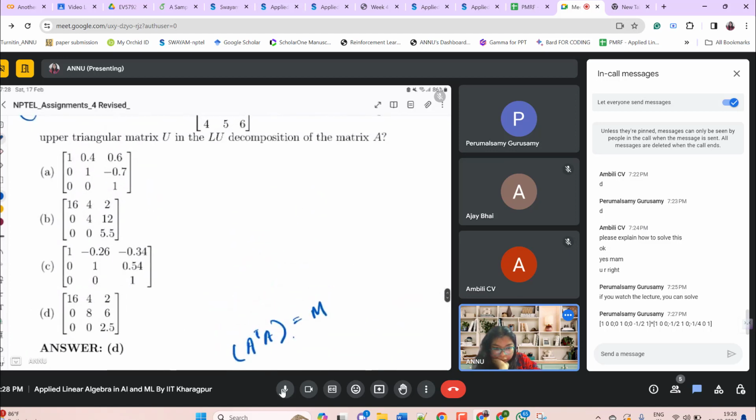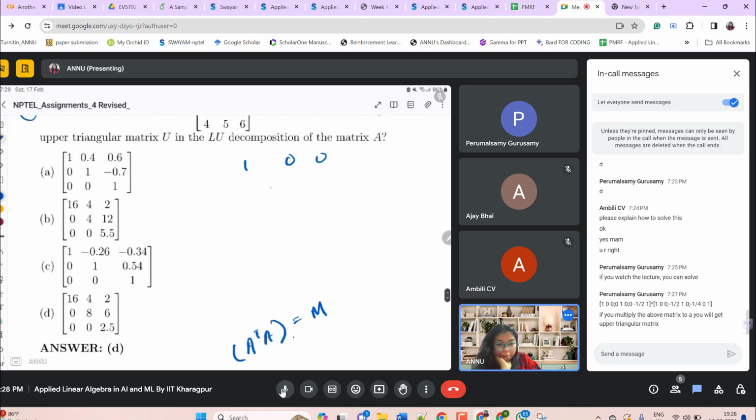So you are giving 1 0 0. If you multiply the output, you will get the upper triangular matrix. So what is the funda? Can you please tell us in the class now by unmuting your mic?